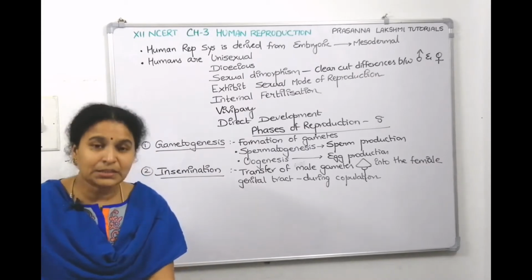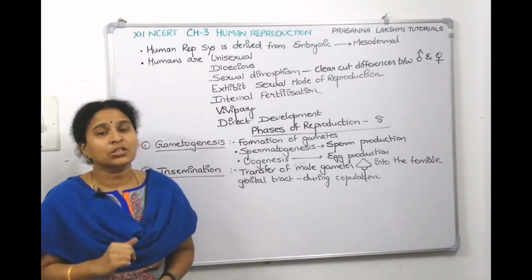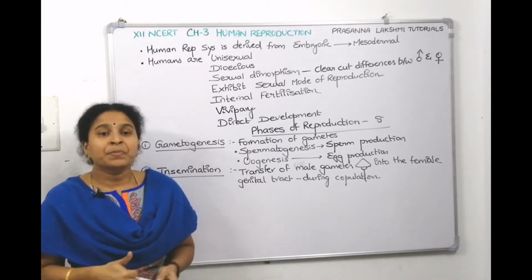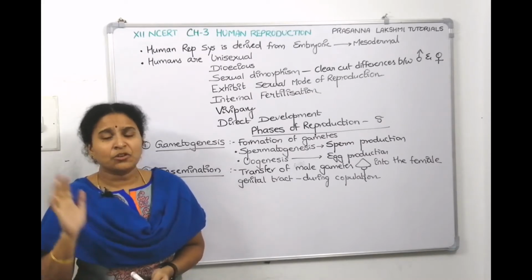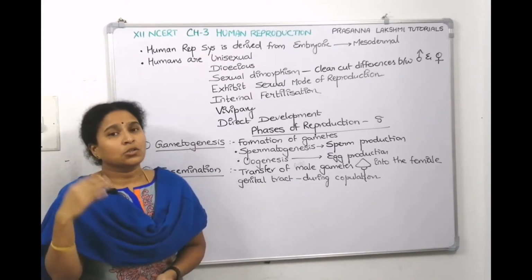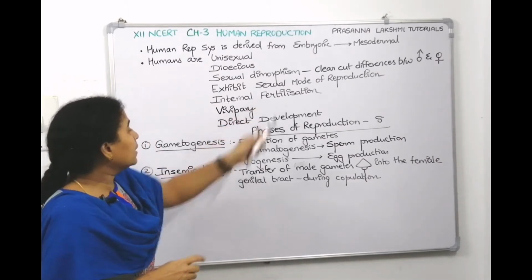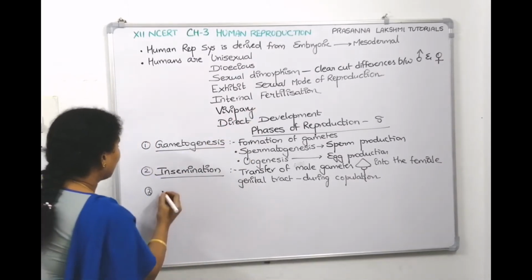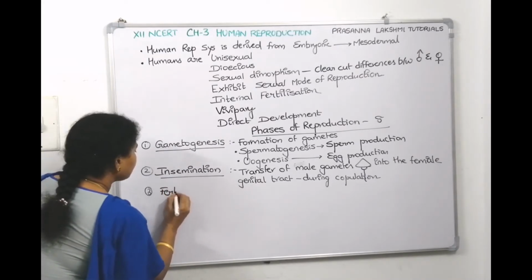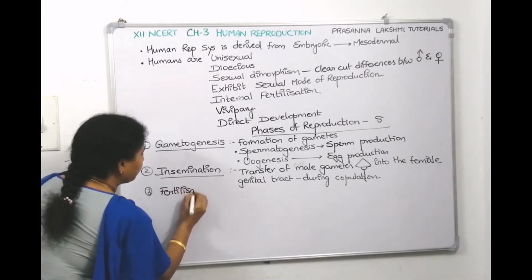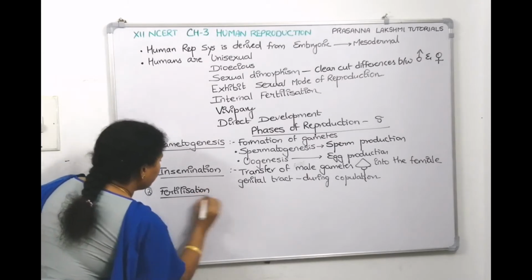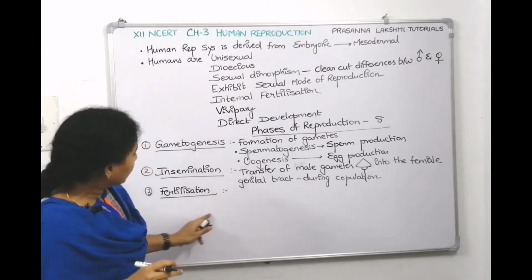So, we are telling there are 8 stages. The first stage is gametogenesis. The second stage is called insemination. When the sperm goes inside, it might lead to fertilization, and we told it is internal fertilization. So, the third phase is called fertilization. What is the third step? The third step is called fertilization.